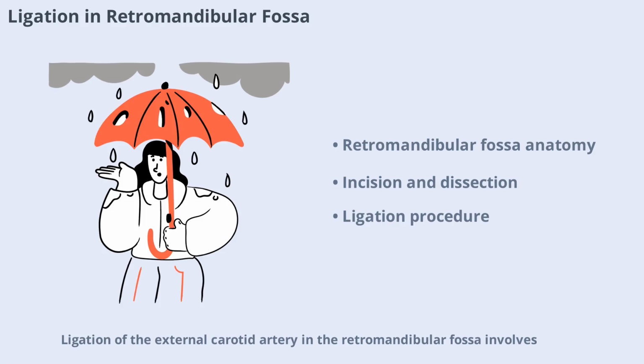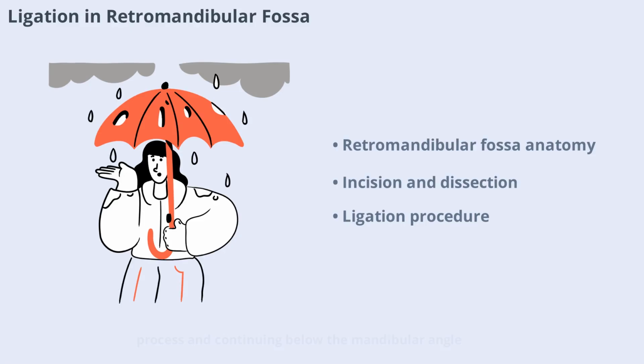Ligation of the external carotid artery in the retromandibular fossa involves a planned incision behind the ramus and angle of the mandible, starting at the tip of the mastoid process and continuing below the mandibular angle.